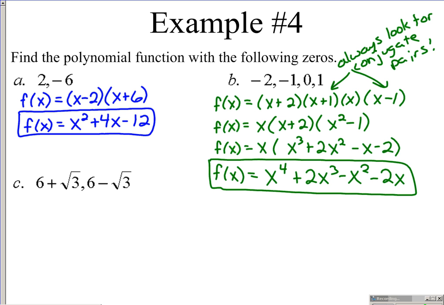Again, notice that the degree of our polynomial is the same as the number of solutions, and that better be the case when you get done here. Otherwise, you know that you have done something wrong.